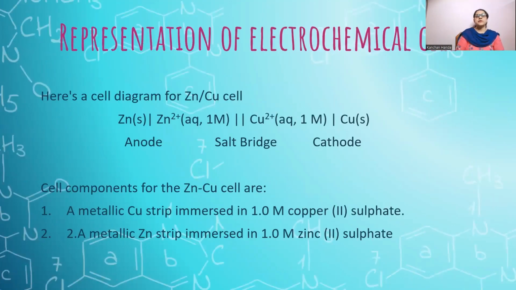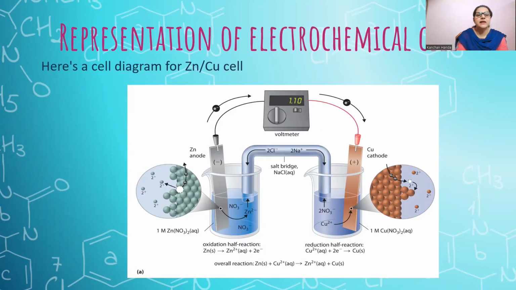Now here is the representation of electrochemical cell. The cell components for the zinc copper cell are, first, a metallic copper strip immersed in 1 molar copper sulfate; second, a metallic zinc strip immersed in 1 molar zinc sulfate. Here is a cell diagram for the zinc copper cell.